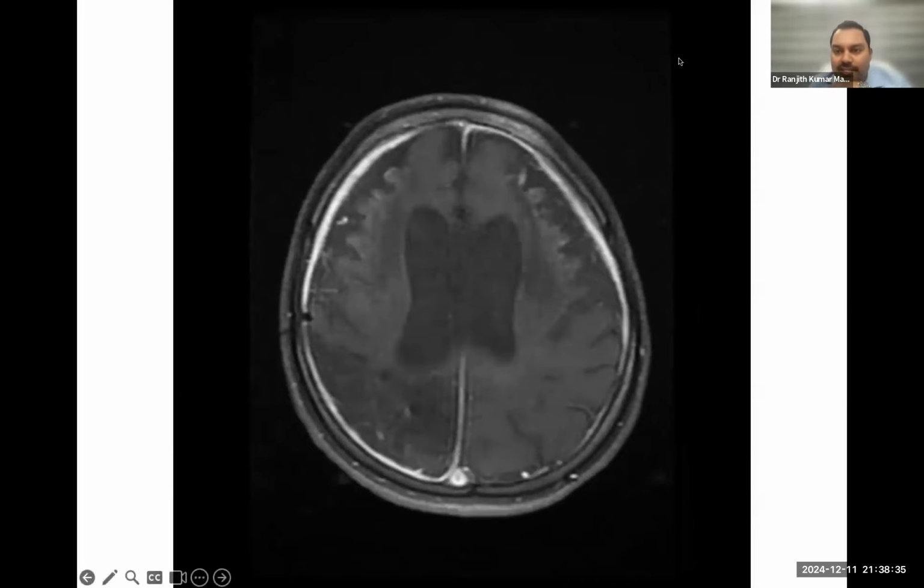And the child is currently stable. I will just try to show the picture of the child. She is no longer having any active seizures.